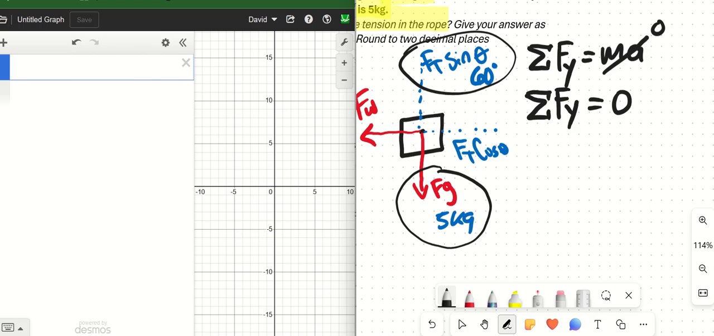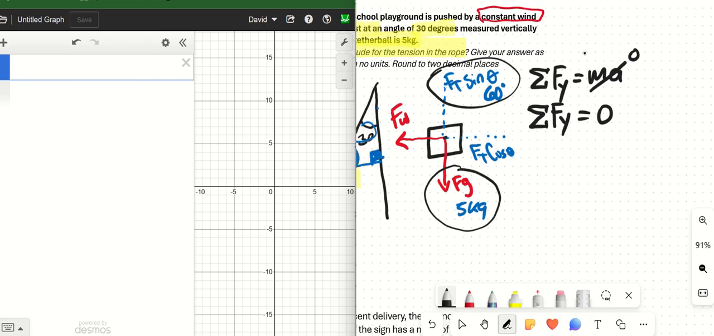Now I have, in the positive direction, the force of tension times sine 60. And then I have my force of gravity, so we're adding all our forces. This is going to be mass times gravity.